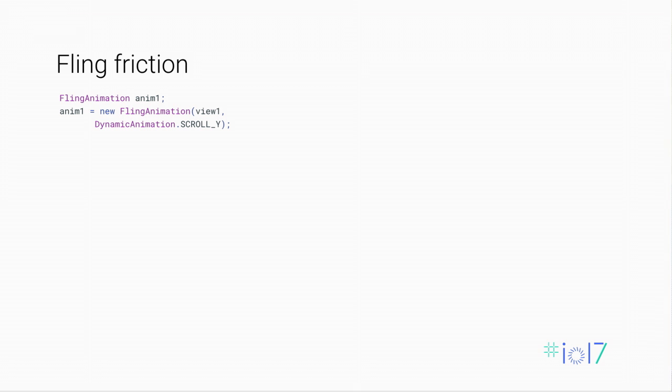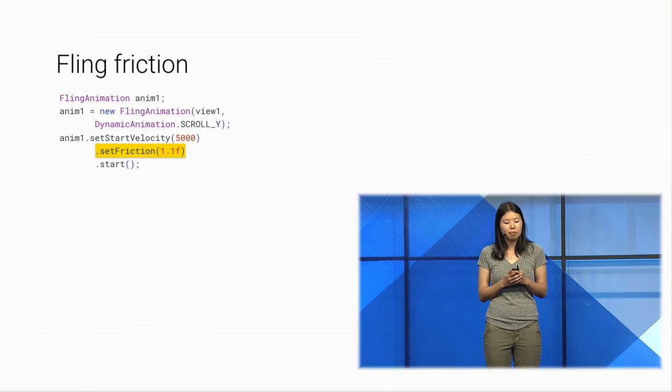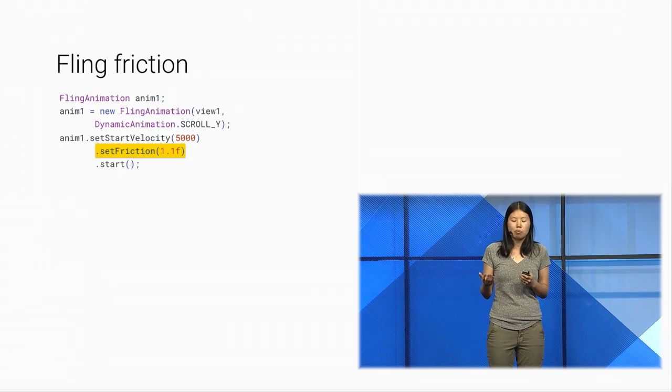Now let's take a closer look at the fling friction. Here I'm going to create an animation for the view's scrollY property with a starting velocity of 5,000 pixels per second and a friction of 1.1. And then I'm going to create another animation with the exact same setup, except we're going to double the friction.